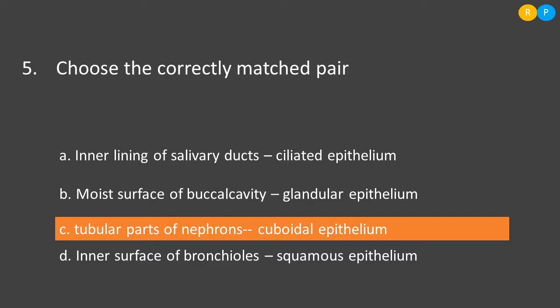Then option D, inner surface of bronchioles. So inner surface of bronchioles is made out of ciliated epithelium. Clear? So this is also wrong. So the correct one among the four is option C.